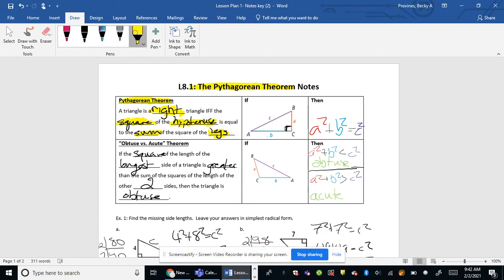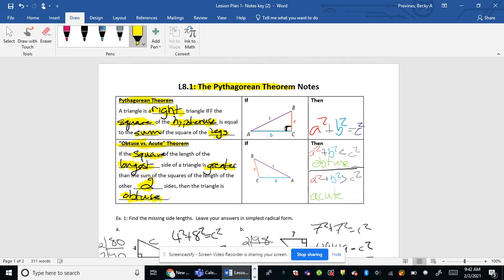So some of you may have asked, what if a squared plus b squared doesn't equal c squared? So that's where we have the obtuse versus acute theorem. So again, fill in the blanks as we go. This one is for obtuse. If the square of the length of the longest side of a triangle is greater than the sum of the squares of the length of the other two sides, then the triangle is obtuse.